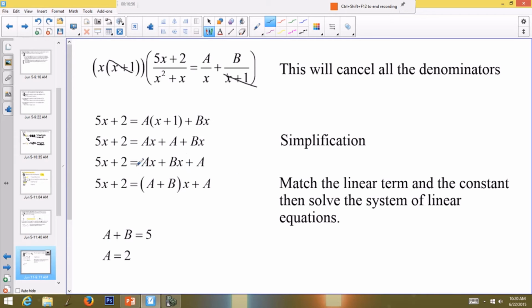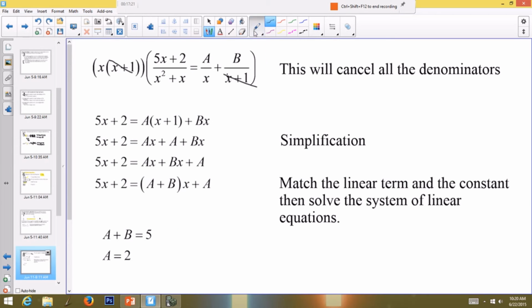Notice I'm going to try and collect my like terms here. So I've got ax and bx, and I have just a constant a. So if I factor out an x from both of these terms, I'm left with a plus b times the quantity x, and then I have the constant a. So I'm going to match the linear term and a constant and then solve as a system of linear equations.